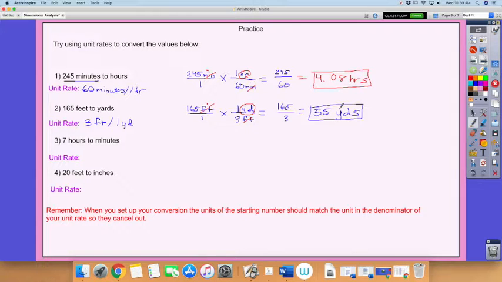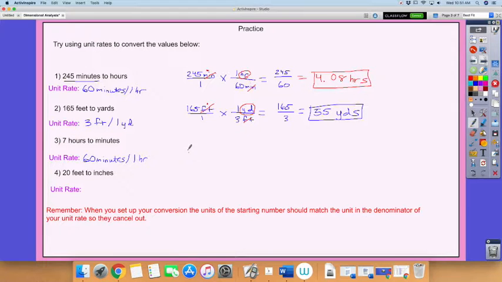So let's go ahead and try 2 more. And I know it seems like a lot of these, but the more you practice it, the better you're going to get when you get into the assignment problems. So let's go ahead and convert 7 hours to minutes. Well, I still know from up above that when I'm dealing with minutes and hours, my unit rate is 60 minutes per 1 hour. That hasn't changed.